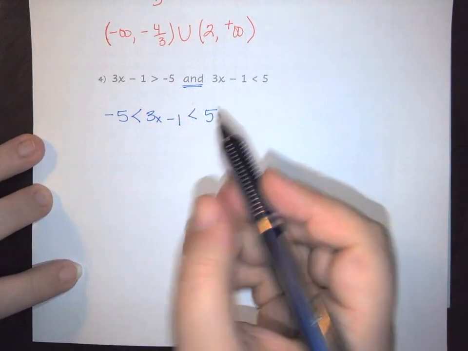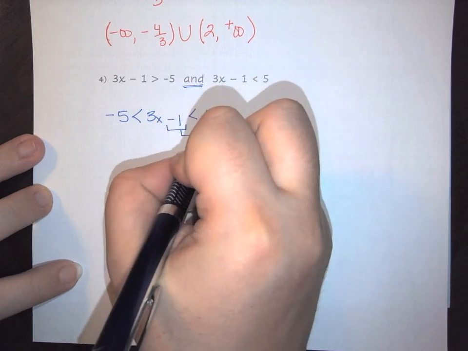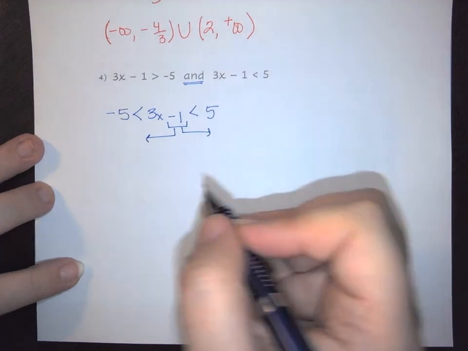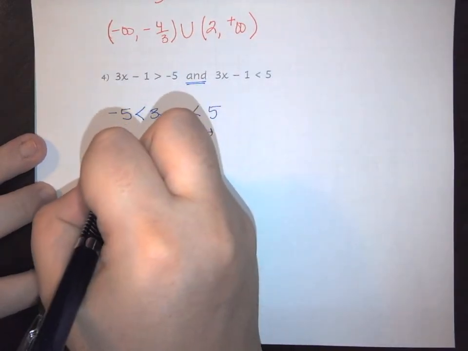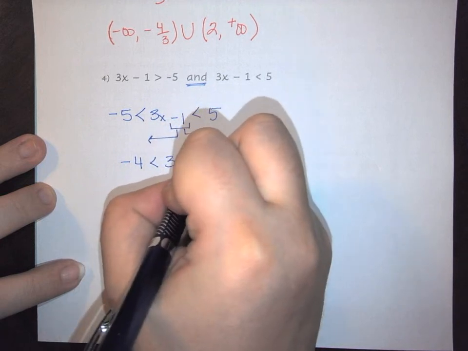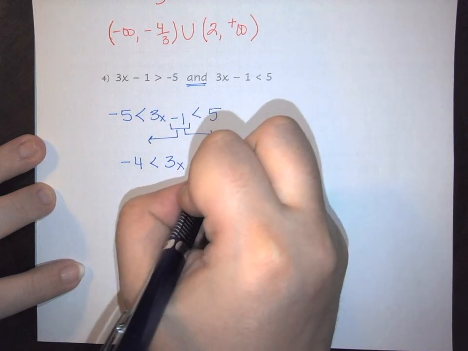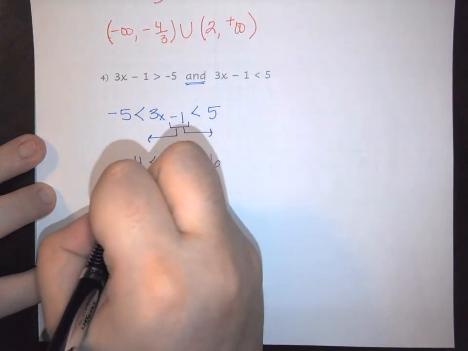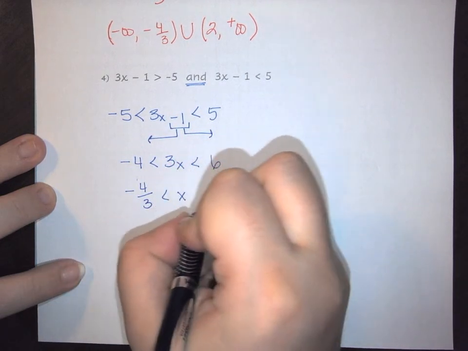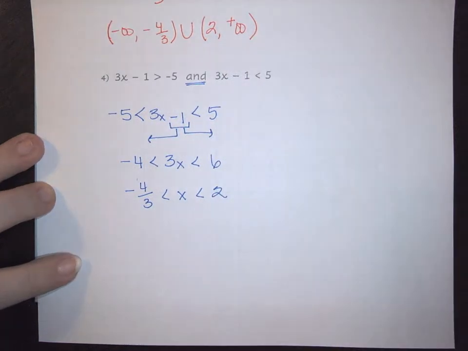So here I'm going to take this 1 and I'm going to move it to both sides. So here I'm adding. So this is going to end up being negative 4 is less than 3x is less than 6. Divide everything by 3. Negative 4/3 is less than x is less than 2.